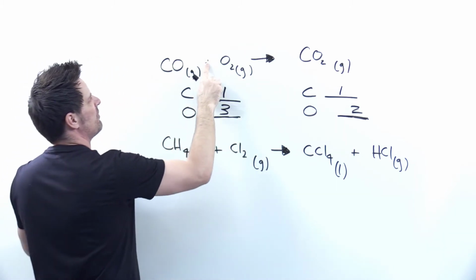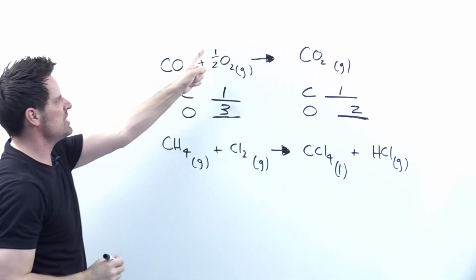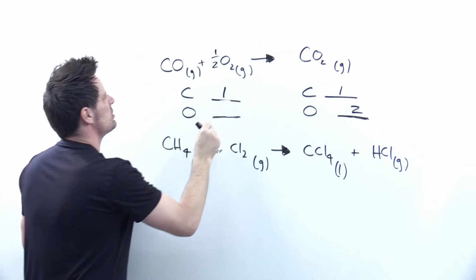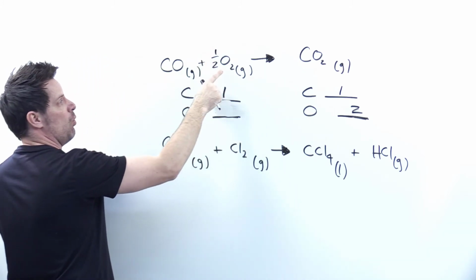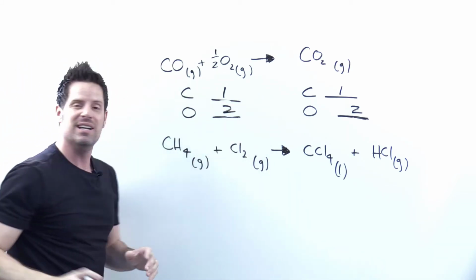I bet I can if I put a 1/2 coefficient to the left of that oxygen. You see, 1/2 multiplied by 2 is 1. Does that make sense? So if I put a 1/2 there, I now have 1 oxygen total here, plus the 1 oxygen there adds up to be 2. You see how that works?